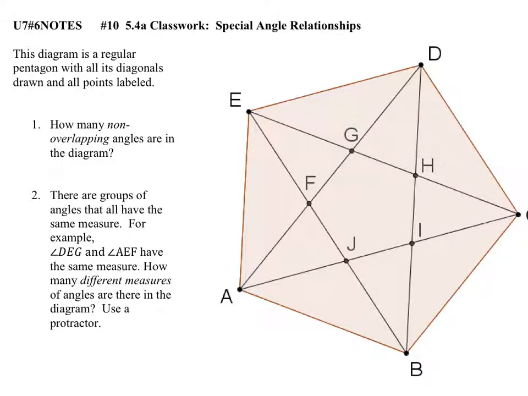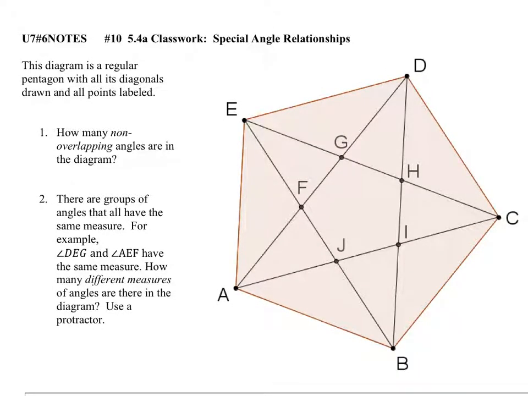First of all, this diagram is a regular pentagon, a five-sided closed shape, like a triangle is three-sided. Pent is 5, with all its diagonals drawn and all points labeled. A diagonal is a line that goes from one point to another point, but it has to go through the shape. So AE, this line right here, would not be considered a diagonal because it's on the outside of the shape. But AD would be considered a diagonal because it goes through the shape to another vertex.